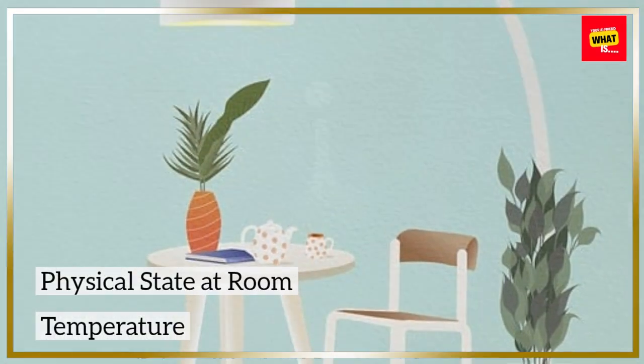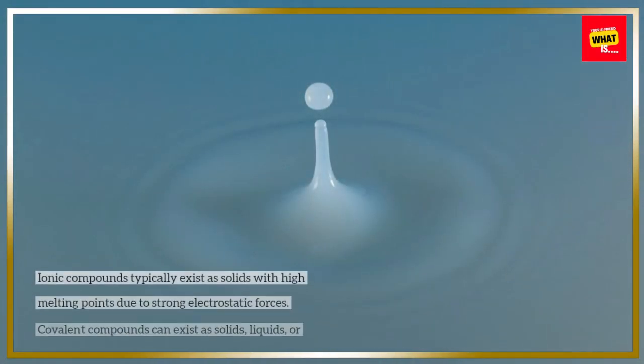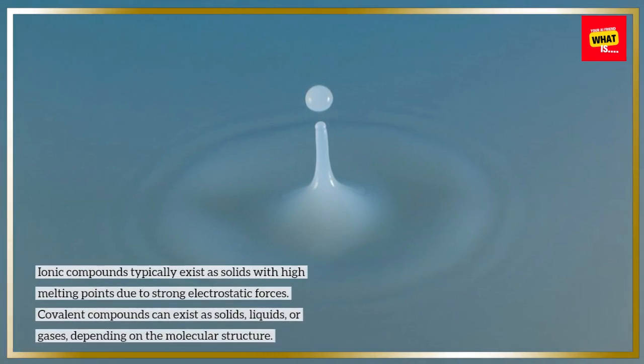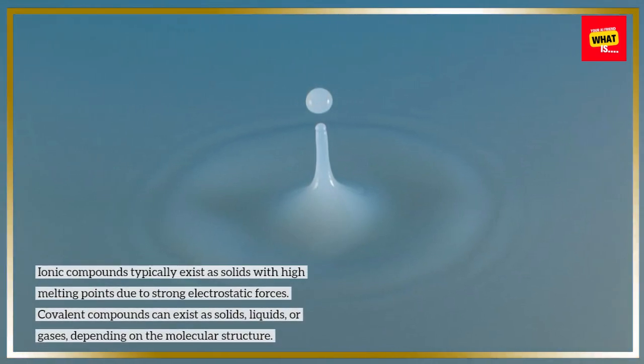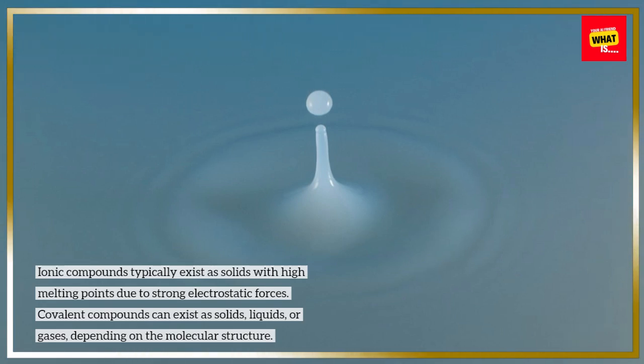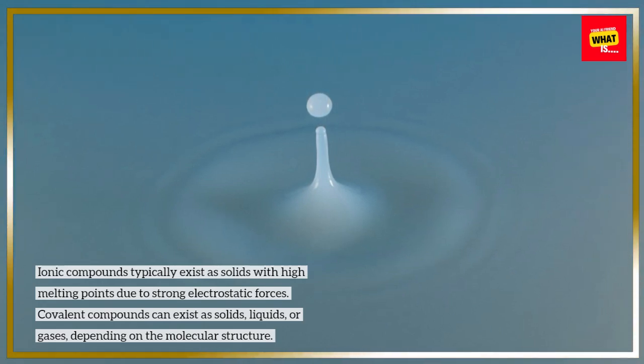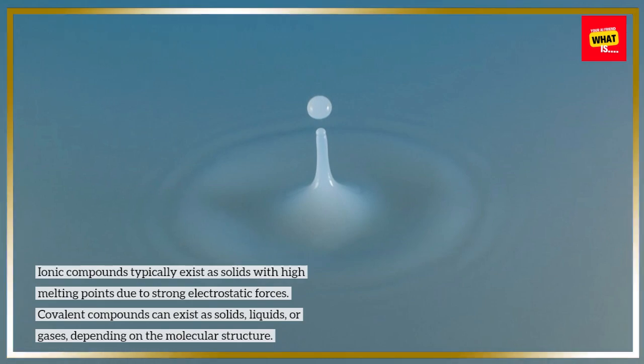Physical state at room temperature. Ionic compounds typically exist as solids with high melting points due to strong electrostatic forces. Covalent compounds can exist as solids, liquids, or gases, depending on the molecular structure.